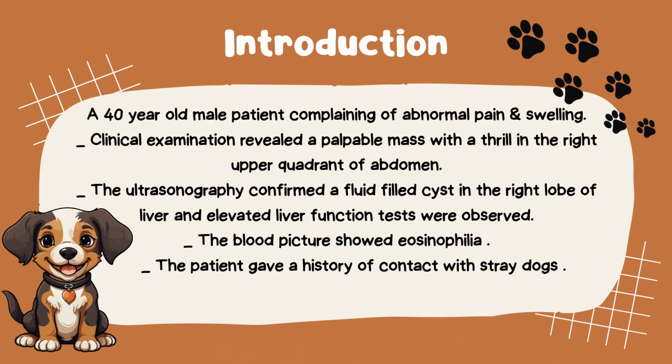A 40-year-old male patient complaining of abdominal pain and swelling. The clinical examination revealed a palpable mass with a thrill in the right upper quadrant of the abdomen. The ultrasonography confirmed a fluid-filled cyst in the right lobe of the liver, and elevated liver function tests were observed. The blood picture showed eosinophilia, and the patient gave a history of contact with stray dogs.